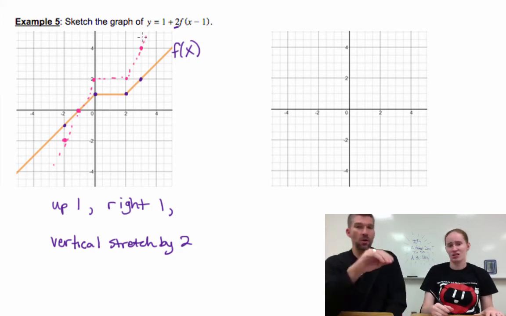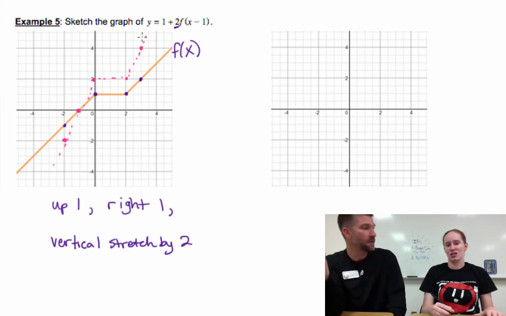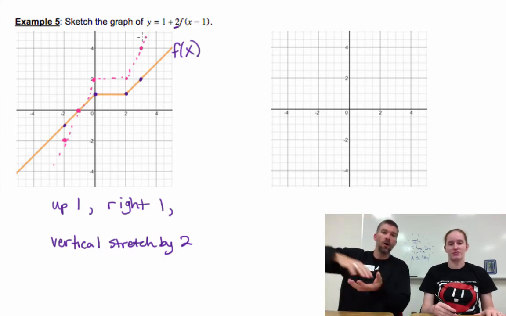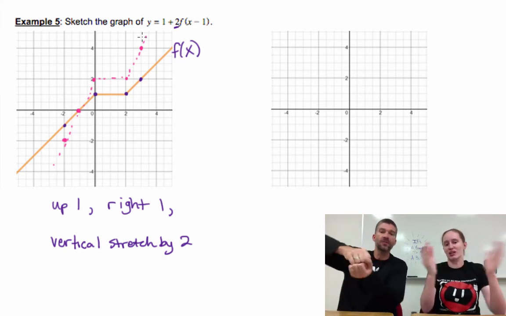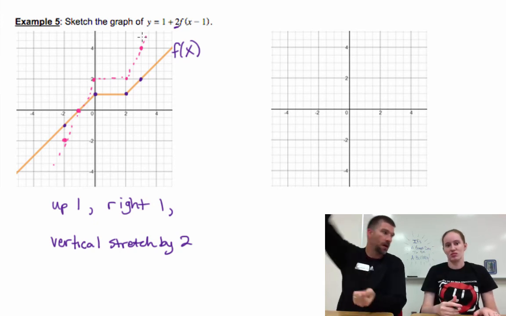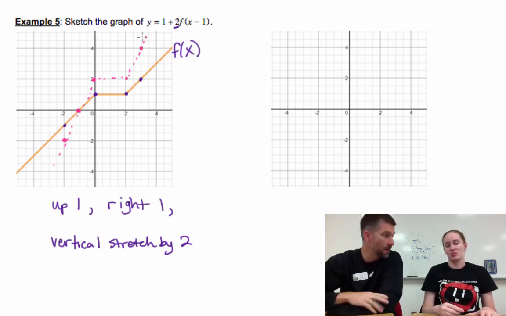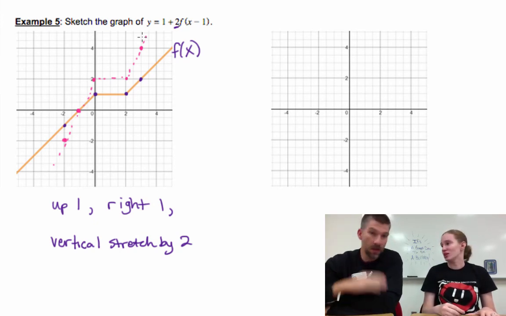Yeah, because remember, you can't vertically stretch something that's flat. All you can do is move it up and down. But you can't stretch a flat line up. I mean, yeah, it did move up, but it didn't change. We didn't stretch it.